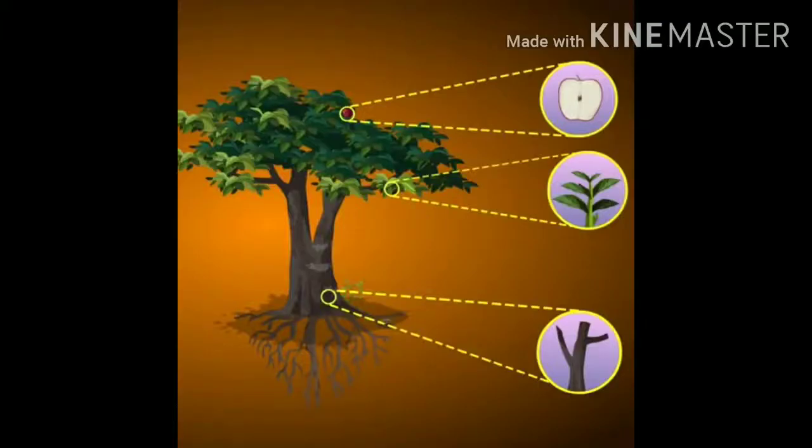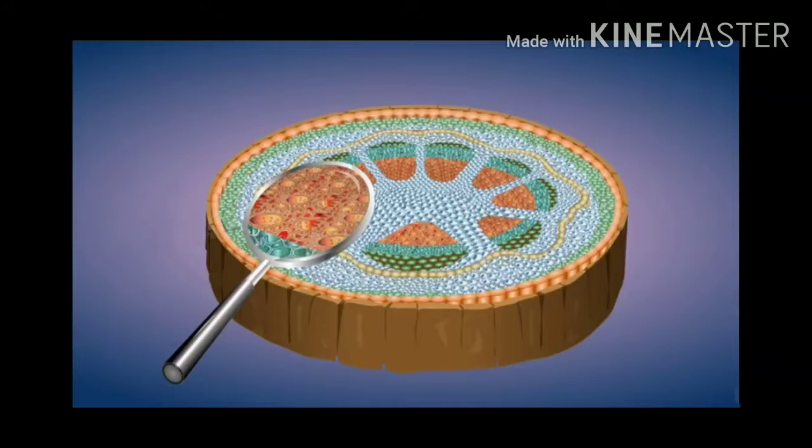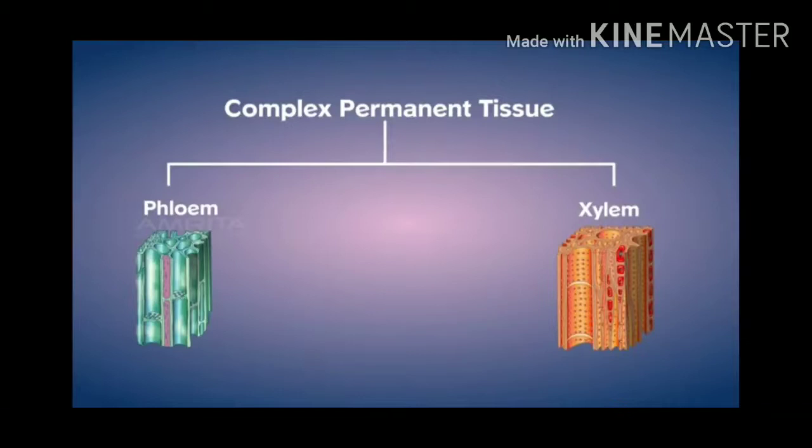Children, now we will move on to another type of permanent tissue. Name the complex permanent tissues. As the name indicates, complex permanent tissues consist of more than one type of cells. They are classified into xylem and phloem.